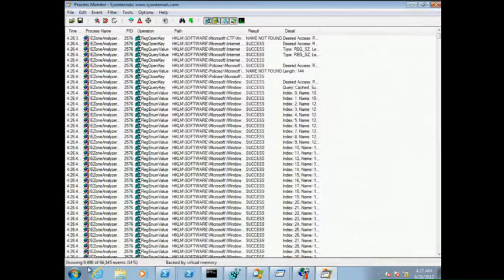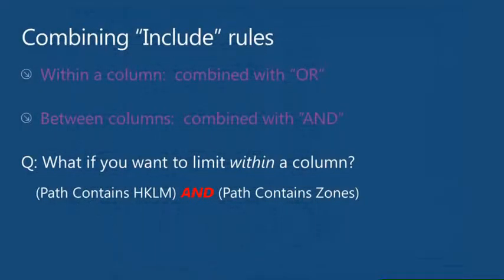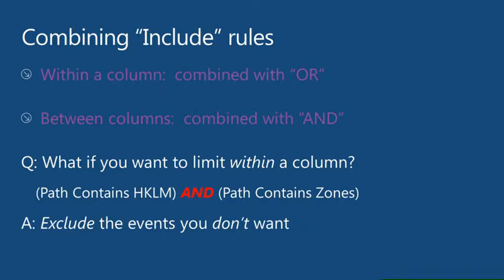In this case, 9,490. So how do you filter it so that you get just the ones that contain HKey local machine and zones? And the way that I recommend is, rather than say these are the ones I want, use the exclude rules to say these are the ones I don't want. So instead of saying I want all the HKey local machine, what you say is I don't want it unless it has HKey local machine and zones.